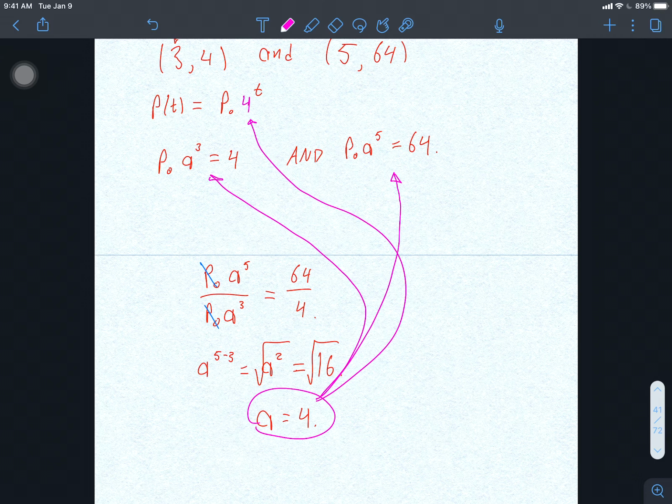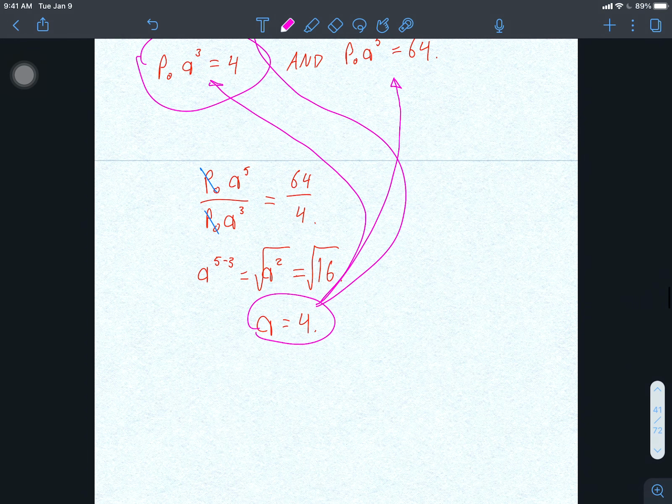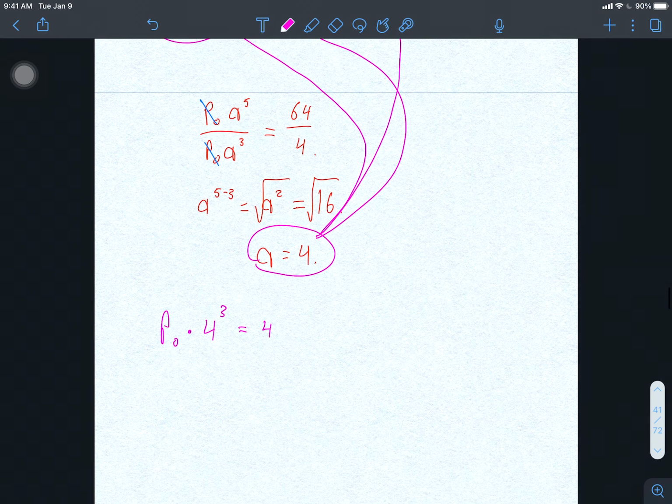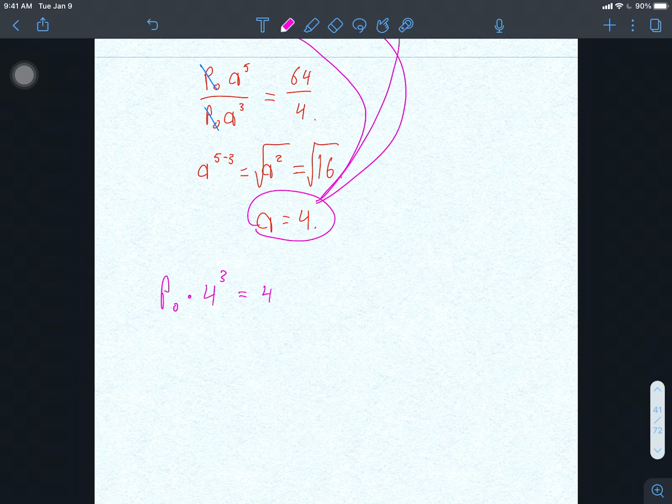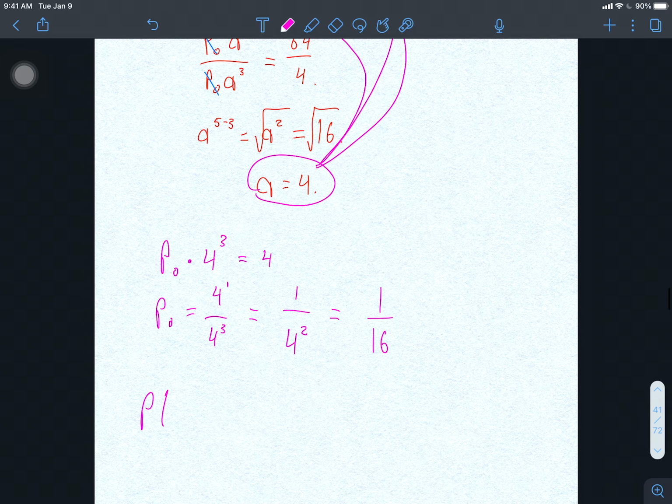I'll do the first one, say. I'm going to plug in 4. So I know that P naught times 4 to the third power is equal to 4. Now my goal is to find out what P naught is. All I have to do is divide both sides by 4 cubed. So I get 4 to the 1 divided by 4 to the third power, which is 1 over 4 squared, which is 1 over 16. Now I can combine all of these to get my final P of T, which is 1/16 times 4 to the T.